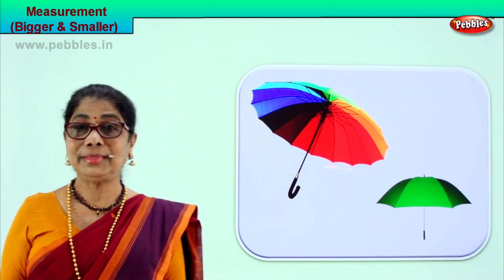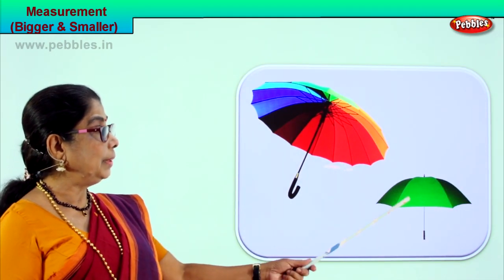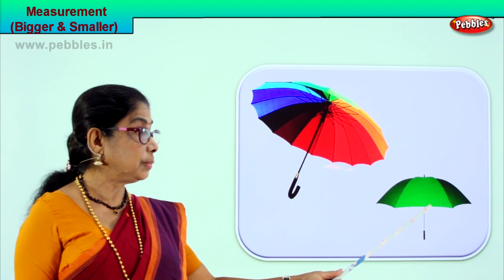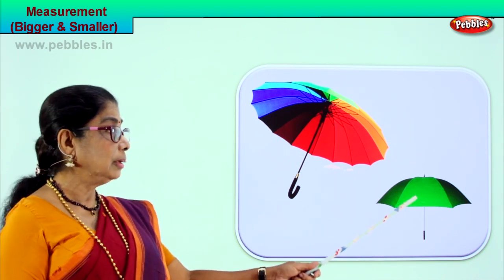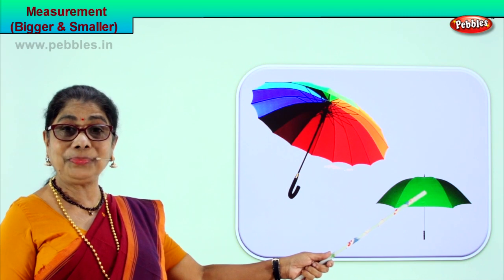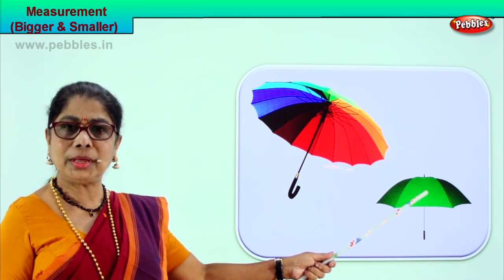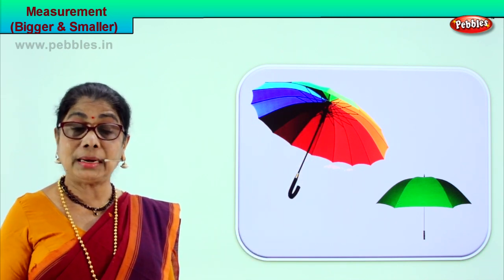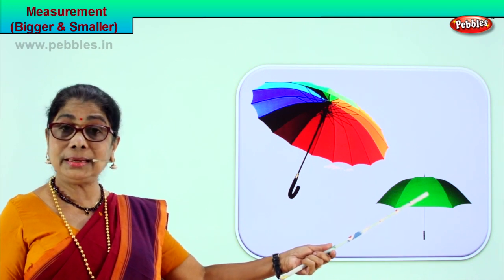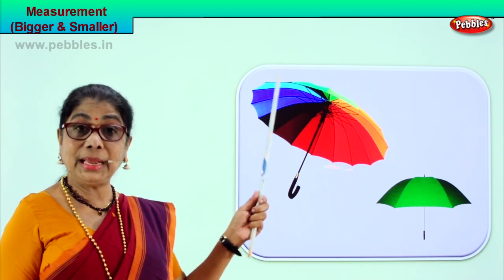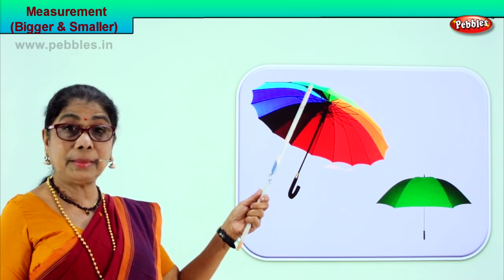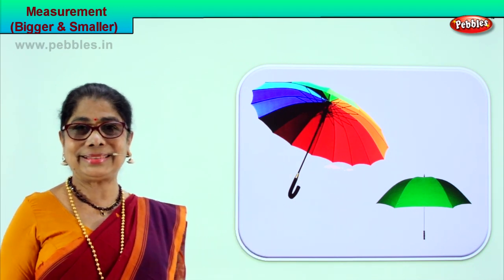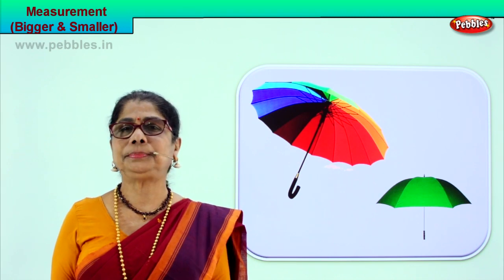See what we have. We have two umbrellas here. One baby umbrella and another big, huge umbrella. Bigger, smaller. Which one would you like? Would you like to take this smaller umbrella for yourself? Yes. The green umbrella is smaller than this umbrella. This colored umbrella is bigger than the tiny green umbrella. Bigger, smaller. This is the bigger umbrella than this. This is the smaller umbrella than this. Good. Let's take another picture.